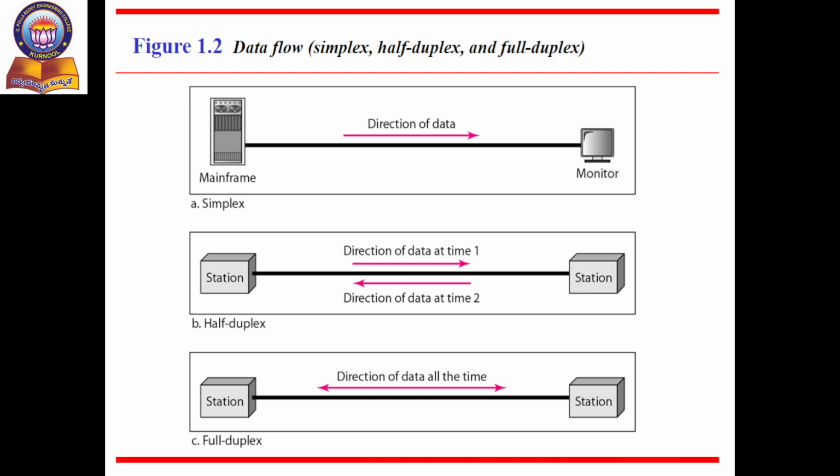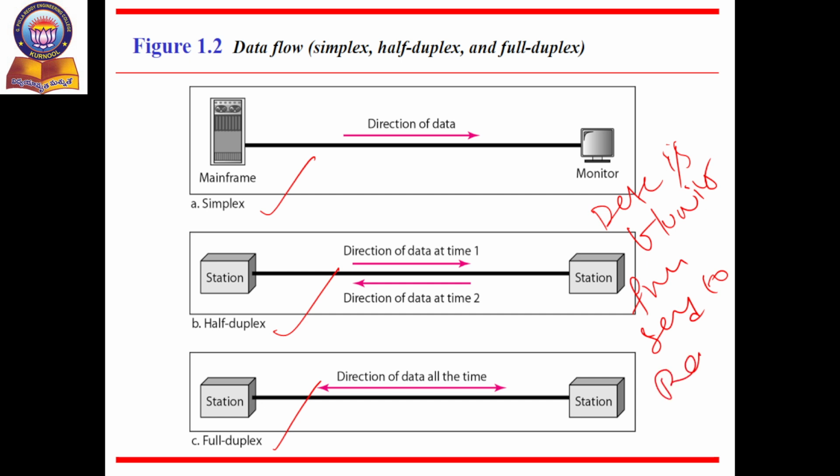And coming to the data flows, how many types of data flows are we having? There are three different types of data flows: simplex, half duplex, and full duplex. Before going to these data flows, what do they mean? The data is flowing from sender to receiver. In how many ways can we send the data from sender to receiver? In three different ways: simplex, half duplex, and full duplex.